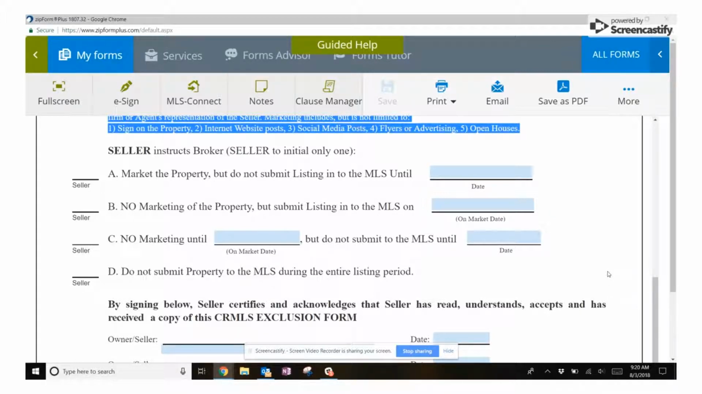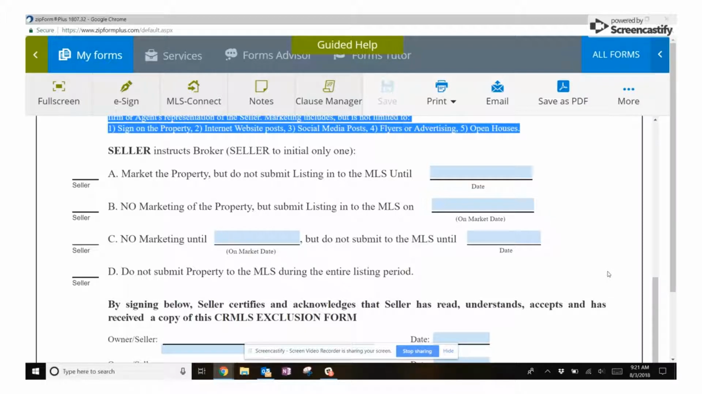Now, the seller can decide that they do not need you to or want you to market the property. Okay, option B, no marketing the property whatsoever until you input the listing into the MLS. The date that you input the listing into the MLS is the day that you can begin to market the property. Now your DOM will begin on this date. Choice 3, the seller has said, I don't want you to market the property until we get it fixed up until this date, but I don't want you to input the listing until a different date.